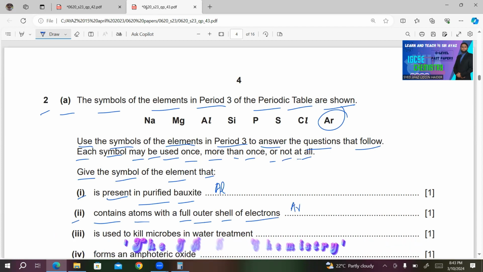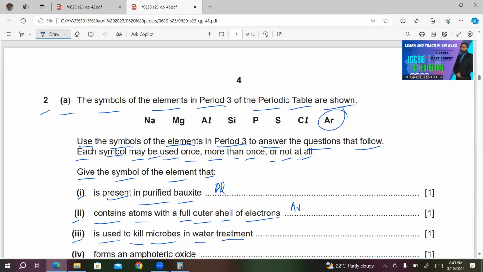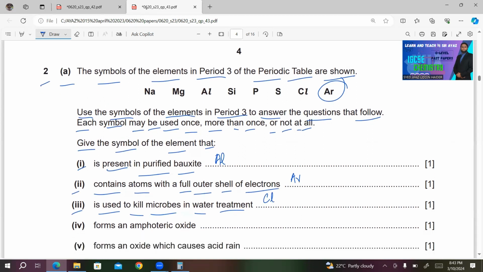Ar is the symbol. Number 3, is used to kill microbes in water treatment. Chlorine is used to kill microbes or bacteria during water treatment. So Cl will be the answer for this question. Number 4, forms an amphoteric oxide. We have only one element that forms amphoteric oxide here, and it is aluminium. So Al will be the answer for this one.